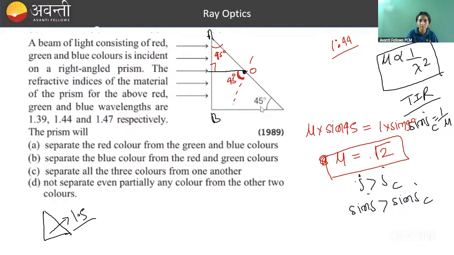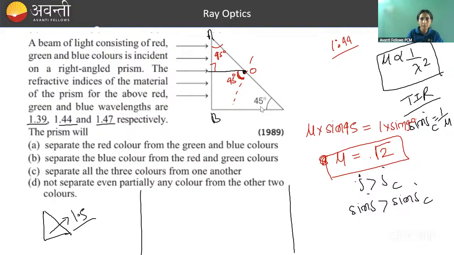So if you put here, there are three of these given. So how to compare it? Okay, just give me 1 second.